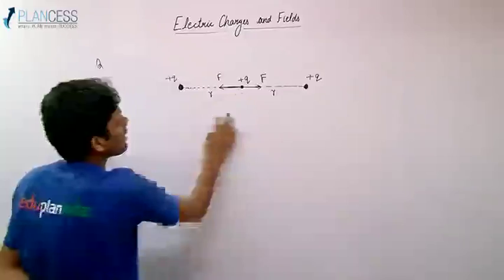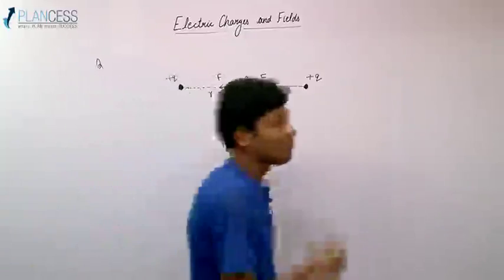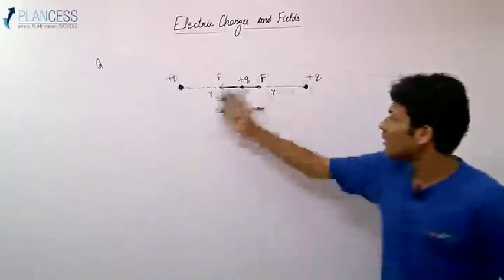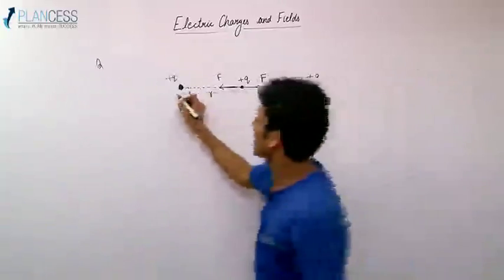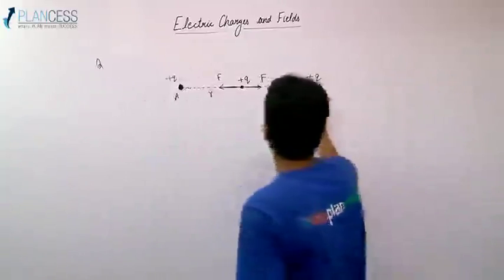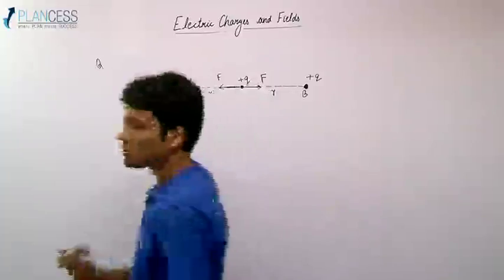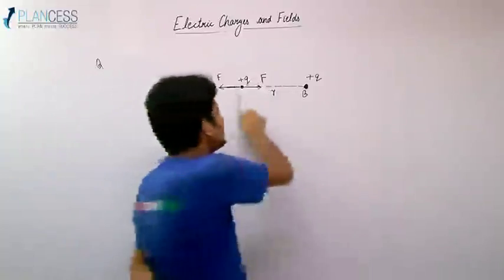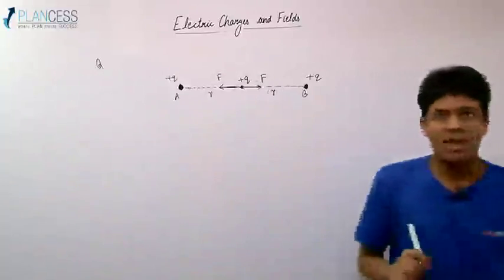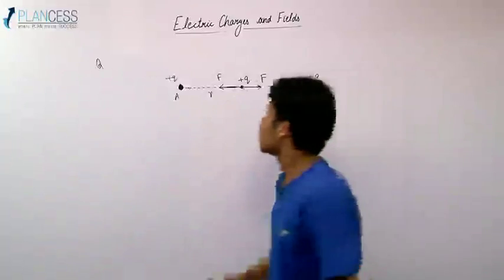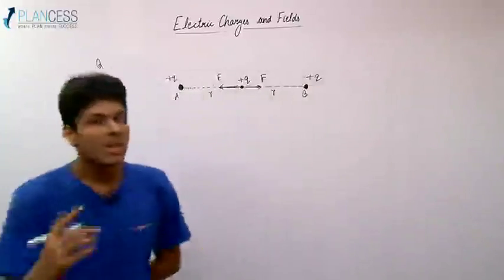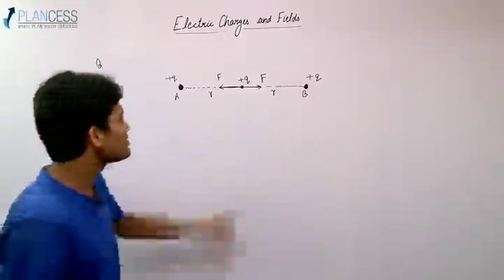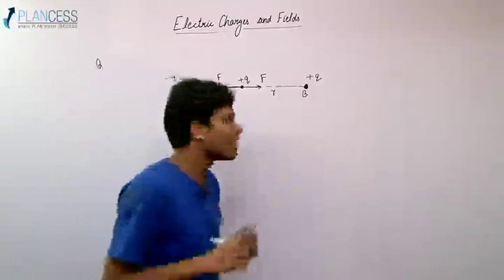So you can see that since this body is at the middle of the line joining, let's say, A and B, the value of force acting on the middle charge is equal but opposite in direction. So the total force acting on this plus q charge is equal to 0. That means this position is a position of equilibrium.